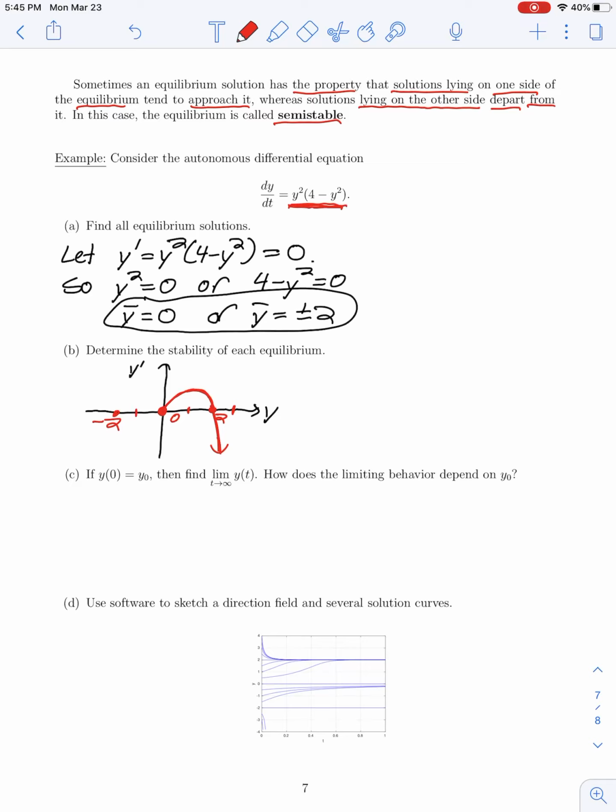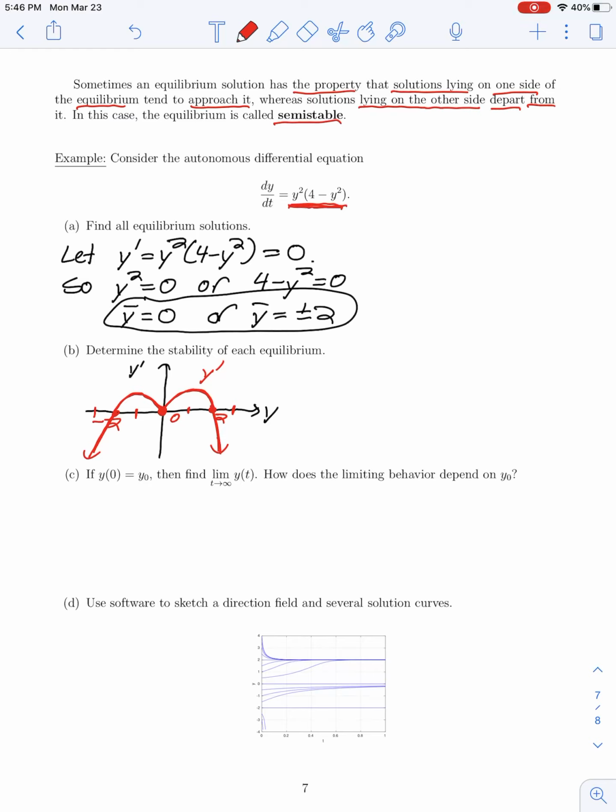Now if we were to move to the left of 0, say between negative 2 and 0, we could take negative 1, and our derivative would be a positive value, y squared times (4 minus y squared). If y is negative 1, that would give us a positive 3. And as y decreases past negative 2, say negative 3, we would have, again, a negative value for y prime.